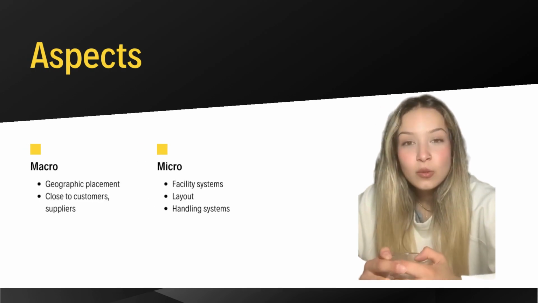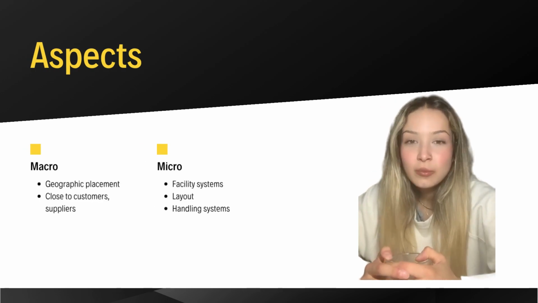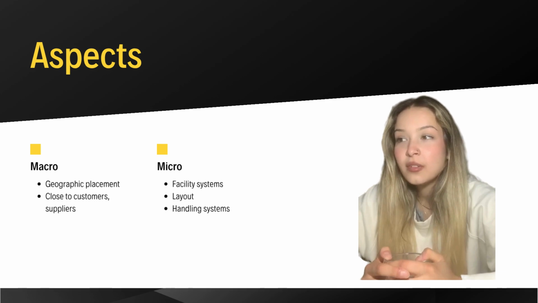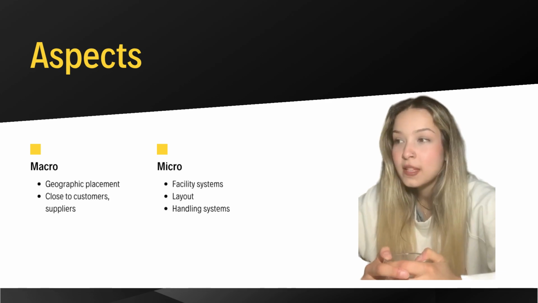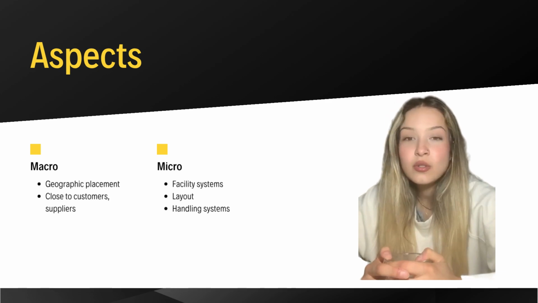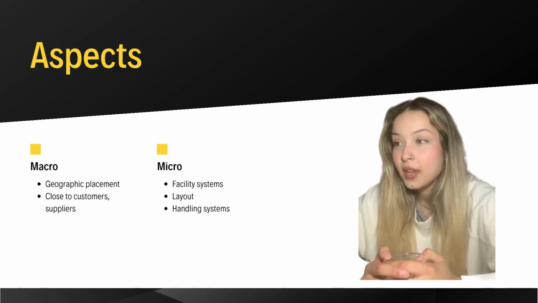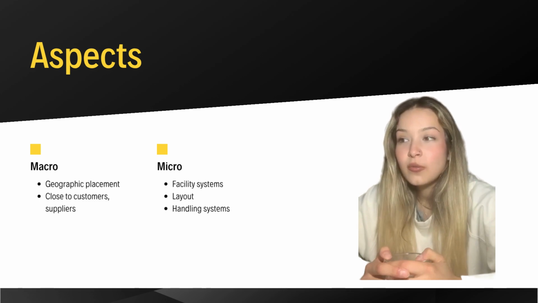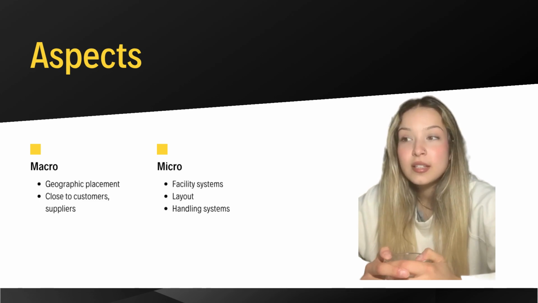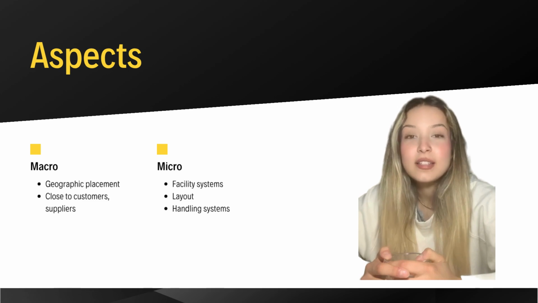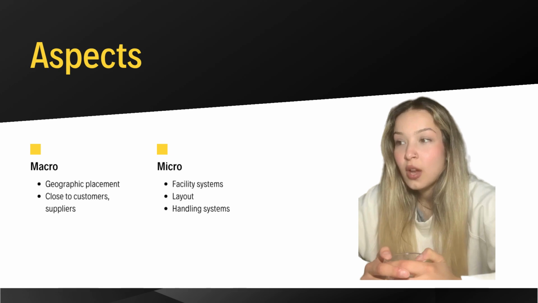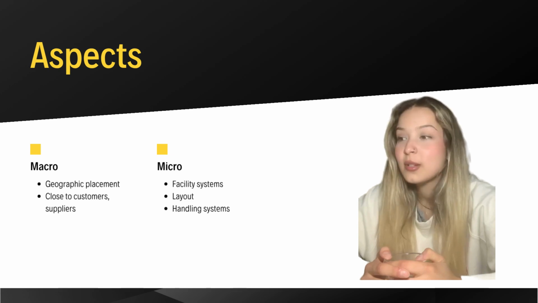Facility planning has two main aspects, macro and micro. The macro aspect refers to facility location. It means choosing the best geographic place considering customers, suppliers, and transportation. The micro aspect refers to facility design. This includes layouts and facility systems like electricity and handling systems. In short, macro is about where, micro is about how.